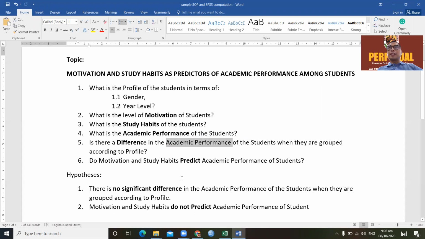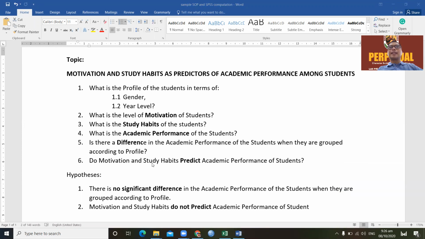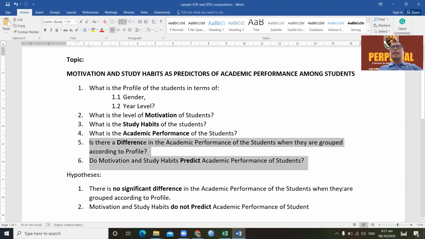Another SOP, which is your main statement of the problem, is: do motivation and study habits predict academic performance of students? That really is your main goal for your study. You would want to know whether both variables, motivation and study habits, actually predict or influence academic performance. You only have here two SOPs that are answerable by yes or no, and these are SOPs that need to have hypotheses.